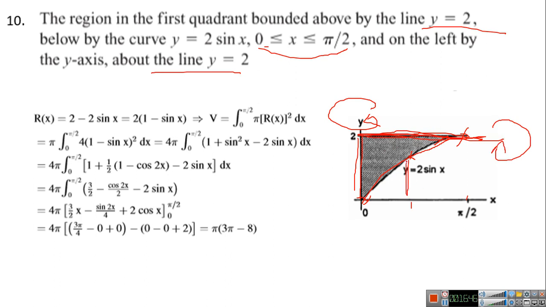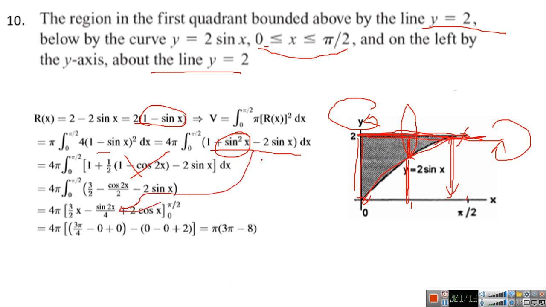I know from here till here you have 2 sine x, and from here till here it is 2. So the radius, from here till here, you all know it must be like this. So it will be 2 minus 2 sine x, or 2 into 1 minus sine x. So pi r square, you square it. So it's of the form a minus b square. Sine square x is a formula. No need to do that one. I gave it directly as a formula. You can replace it directly. And the integral of 2 sine x is minus 2 cosine x.